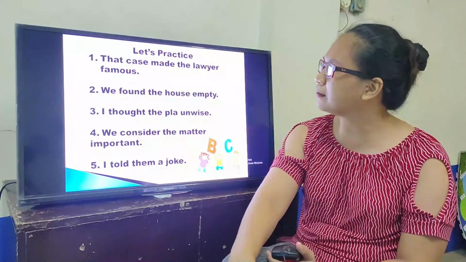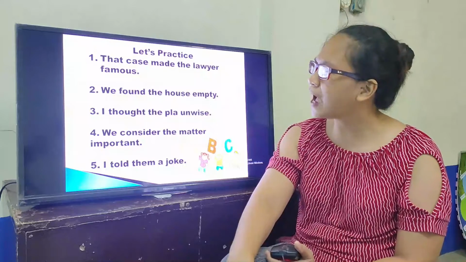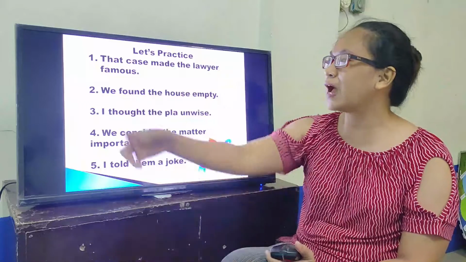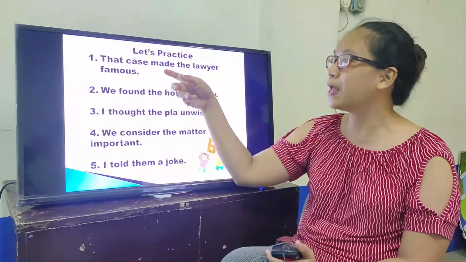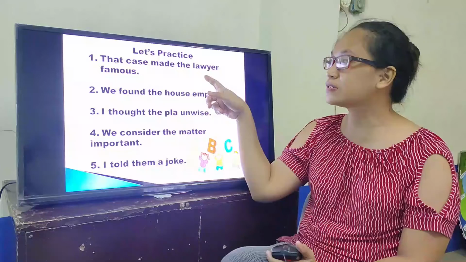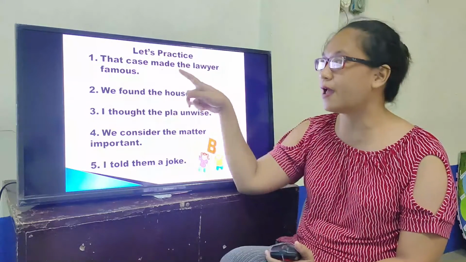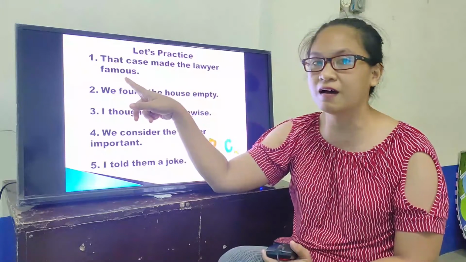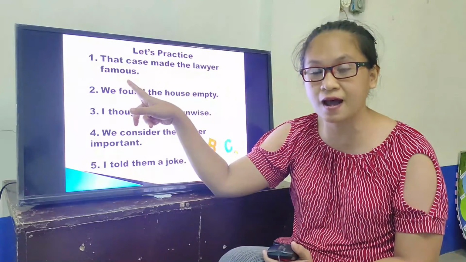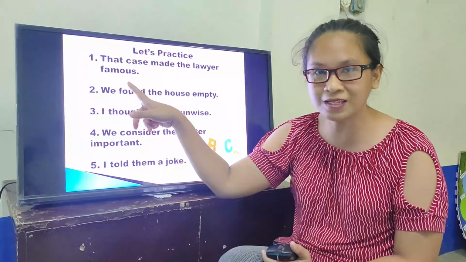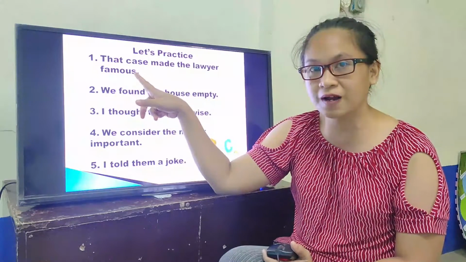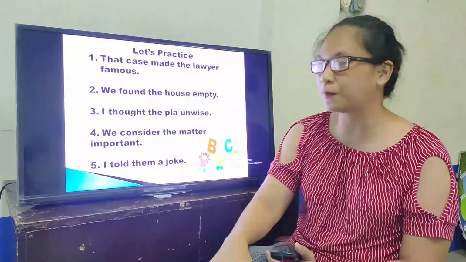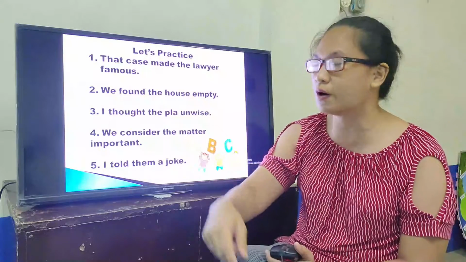That case made the lawyer famous. Okay, so that case is the noun, made is the verb, lawyer is the object, direct object, and the word famous is the object complement. So what kind of complement is this? Is it noun or an adjective? Good job! The word famous is a describing word, so this is definitely an adjective. Good job. Now let's have the second one.